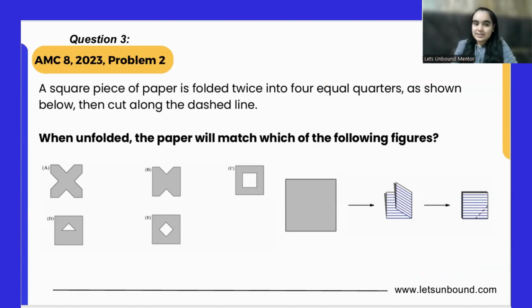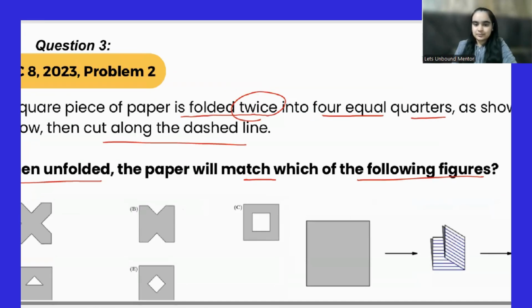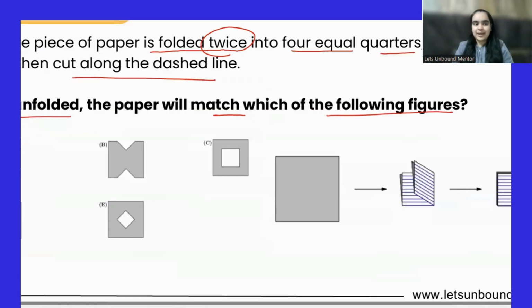A square piece of paper is folded twice into 4 equal quarters as shown below, then cut along the dashed line, this dashed line. So when unfolded, the paper will match which of the following figures? Okay, so how we can do is, we are going to apply the concept of symmetry.